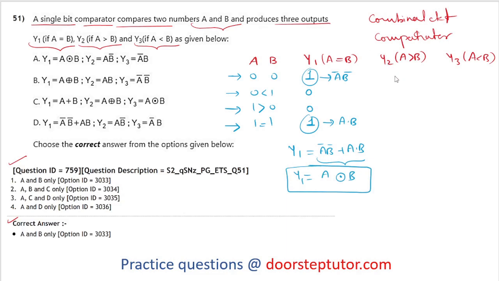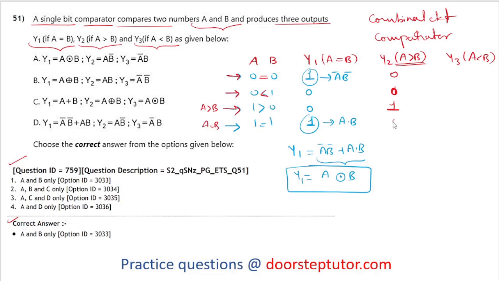Now we can write for Y2. Y2 is the condition when A is greater than B. In the first case, A is the same as B because both are 0, so this is going to be logic 0. In the second case, A is 0 and B is 1, which is A less than B, so it will be logic 0 because the condition is A greater than B. In the third case, A is 1 and B is 0 and the condition is satisfied because A is greater than B, so this is going to be logic 1. In the last case, again A and B are both 1, so for this case Y2 will be 0.